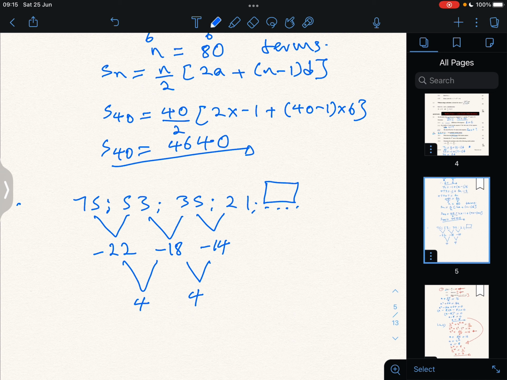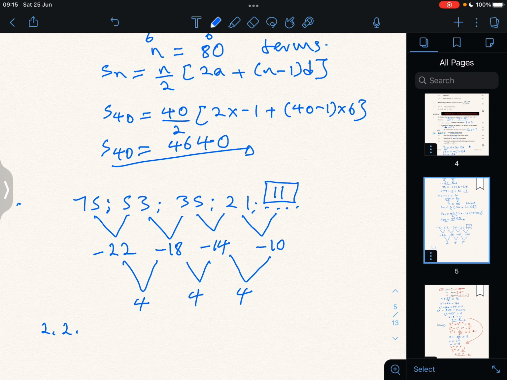And then after that, now we know that the second difference for a quadratic term is constant, so this difference here also has to be 4. And now negative 14 plus 4, what does it give us here? It gives us negative 10. And 21 plus negative 10, what does it give us? It gives us 11. So this is the fifth term.